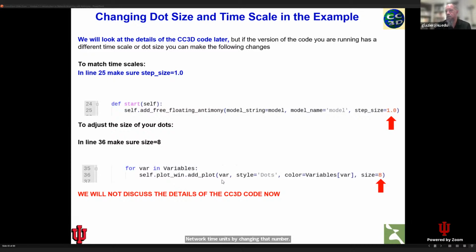In line 36, you will see a plot, and you'll see a size here for the size of the little icons, the symbols that you're printing. If on your screen those dots are too small, you can make that size bigger.